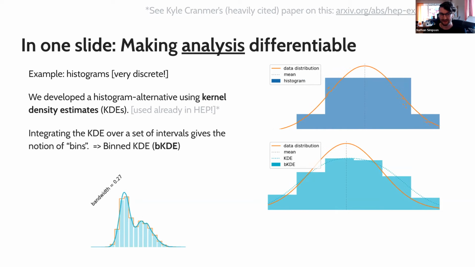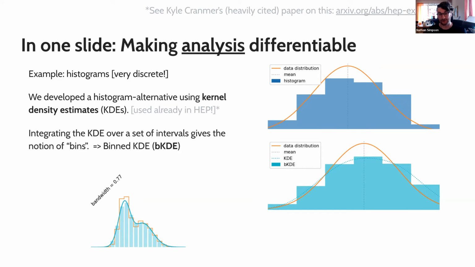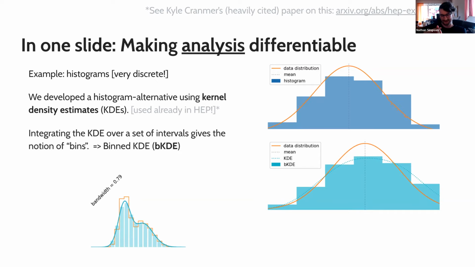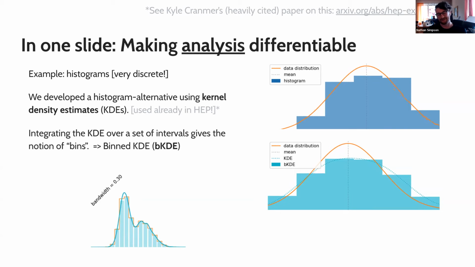And a kernel density estimate, for those who haven't heard of it, is basically you select a kernel function. The most common one is like the standard normal distribution. So you have a Gaussian, right? And then for every data point, you put a Gaussian on the data point, and then you say, okay, well, my probability distribution is just the average of all the Gaussians.